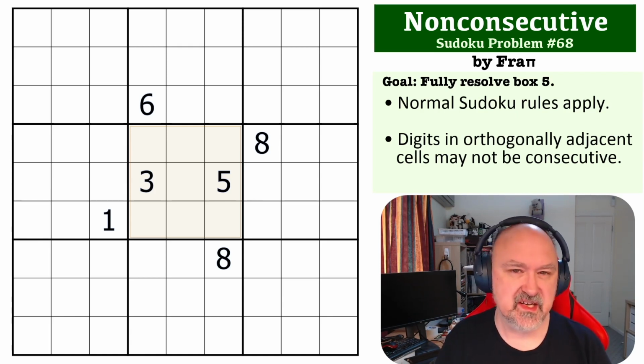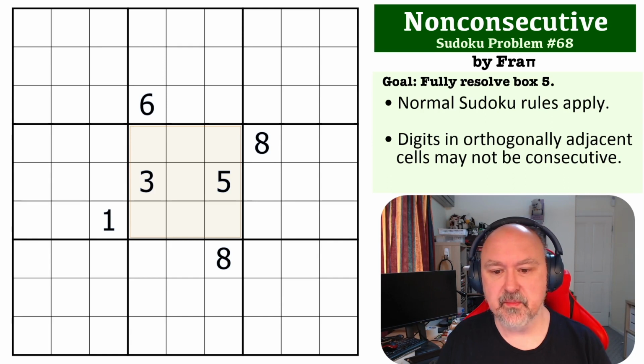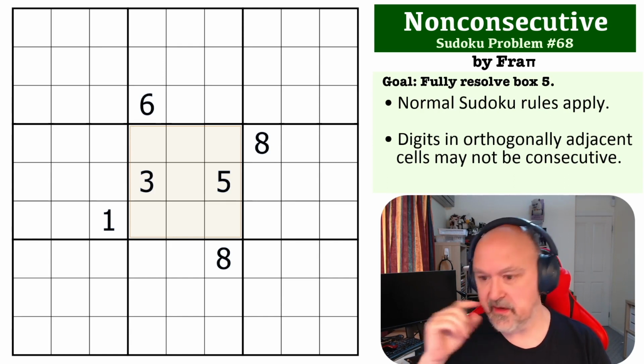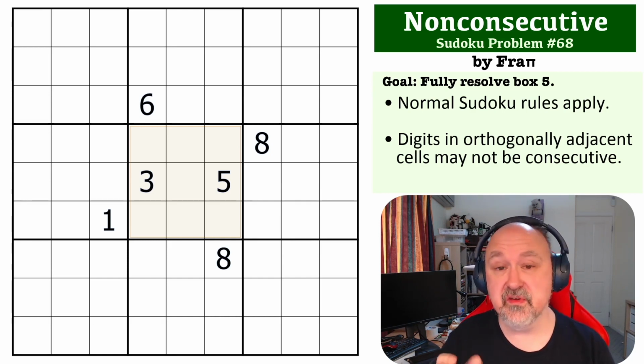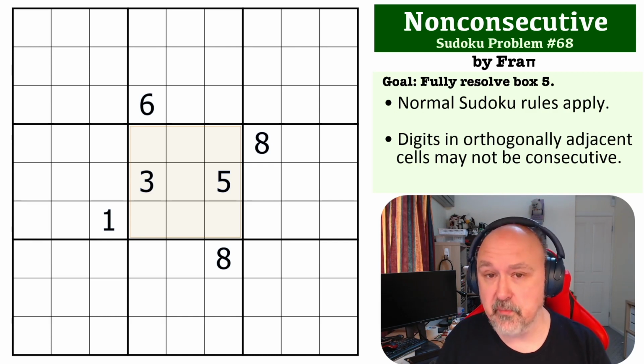The way non-consecutive works is that adjacent digits, so cells that are orthogonally adjacent, cannot contain consecutive digits. So you couldn't put a 2 next to a 3 or a 4 next to a 5. That's the way it works. There's no X's in this one; you have to fully resolve box 5. That's the goal on this one. There's a link below where you can try this problem.